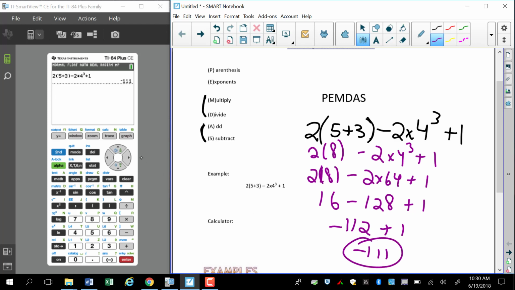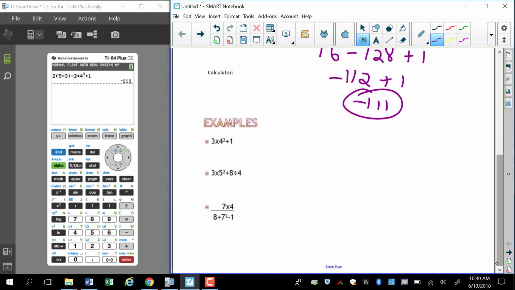And if you come on over here to your calculator, I already plugged this in for you, but if you have your calculator, you'll notice you get the same thing. As long as you plug these in properly, you will get the correct answer. So here we have a few examples. Why don't you take a minute, pause the video, and do a few examples.